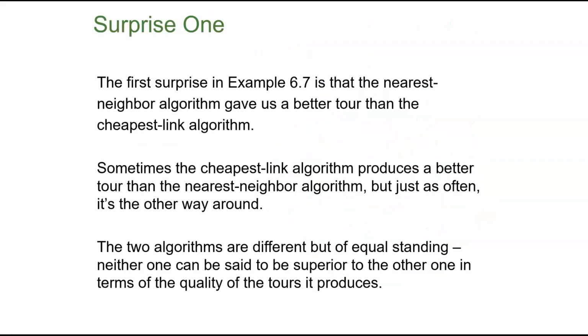So the first surprise is that the nearest neighbor actually gave us a better tour than the cheapest link. So sometimes the cheapest link produces a better tour, but that's why we call these approximate algorithms. Again, the one that's always going to work is brute force, but when you have too many vertices, you just can't do it.